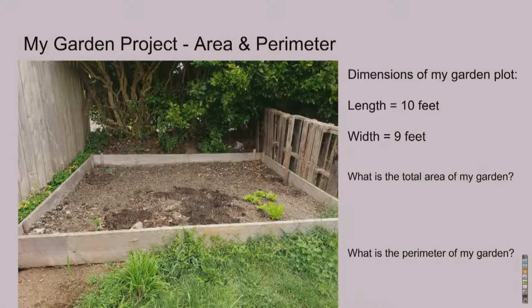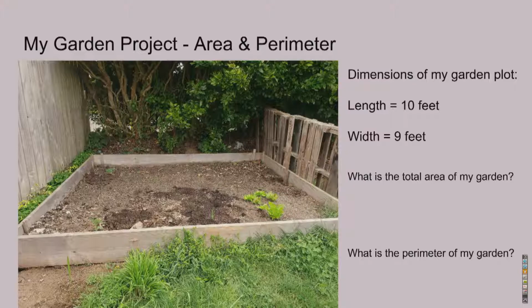So there's my beautiful garden bed. It has so much potential. And I've been trying to figure out, how many plants can I grow in there? How big is this space? I thought I would bring the problem to the audience to help us figure this out. So I found the dimensions of my garden plot, and the length is 10 feet, and the width is 9 feet. So I figured we could calculate the total area of my garden and find out what the perimeter is, because I think I need a fence around it.